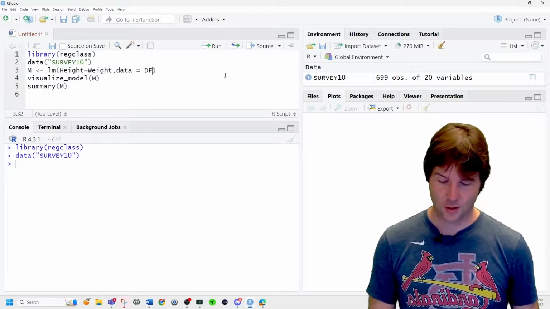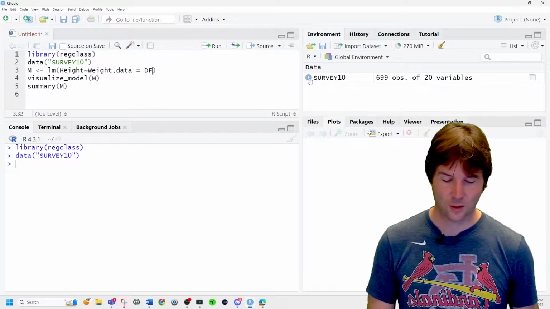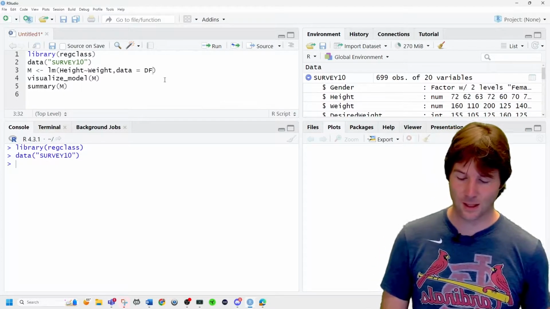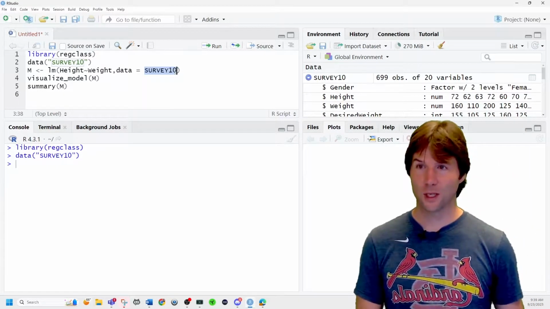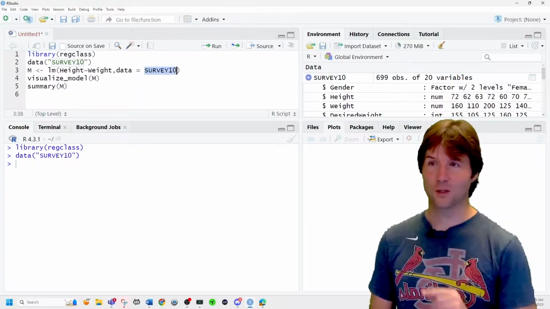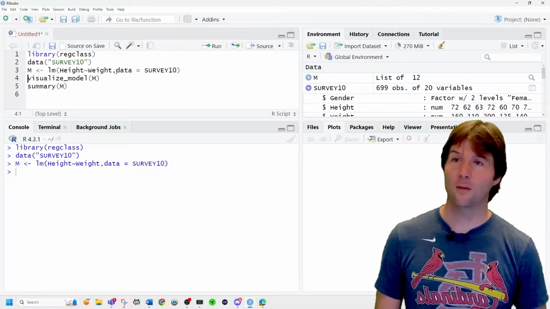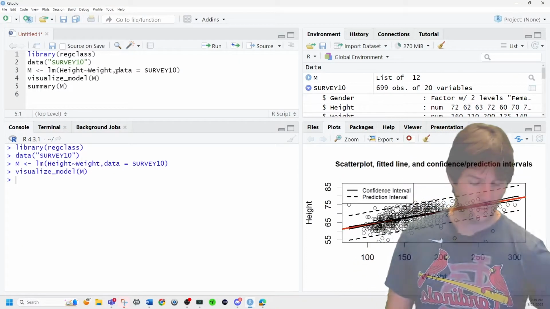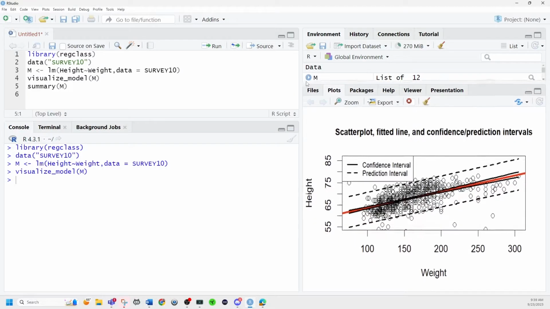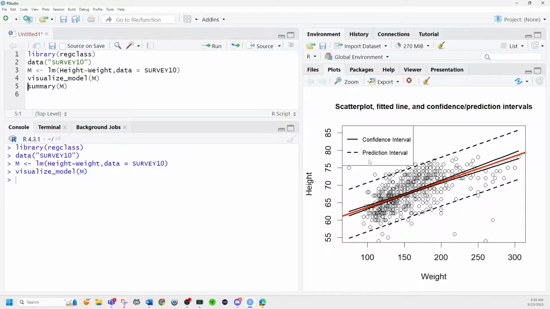The data frame right here is survey 10, and that is where the vectors are located inside of, and you can see them right there. So make sure to name your data frame the name of it, and you can see survey 10 right there. So once we've made this model right here, we're going to go ahead and visualize the model right here. Now if you notice, we get a full visualization very quickly. Don't worry about the confidence and prediction intervals yet, we'll cover them in a later chapter.